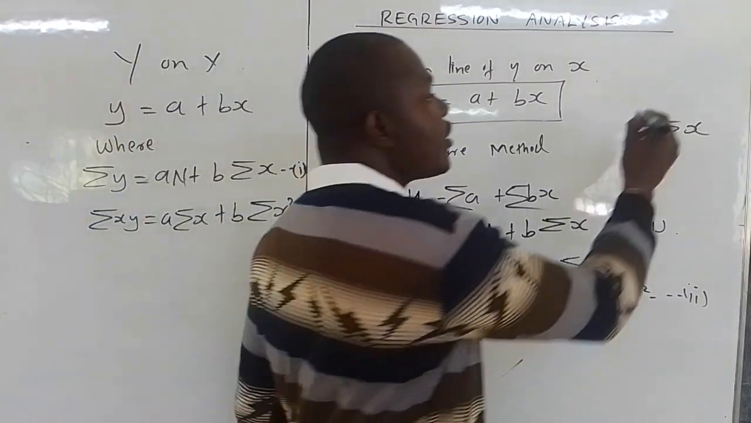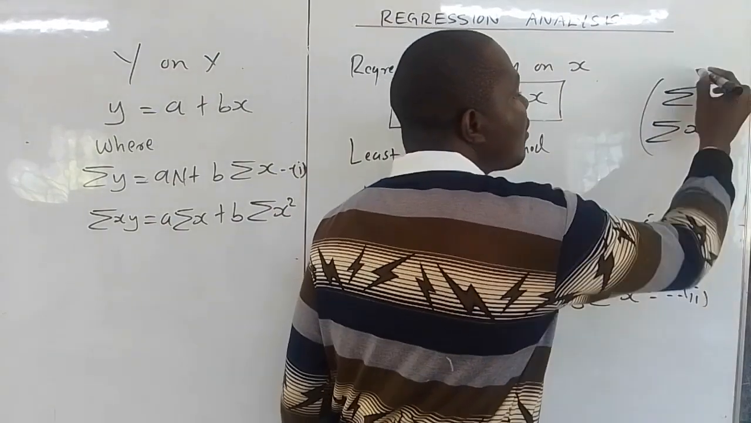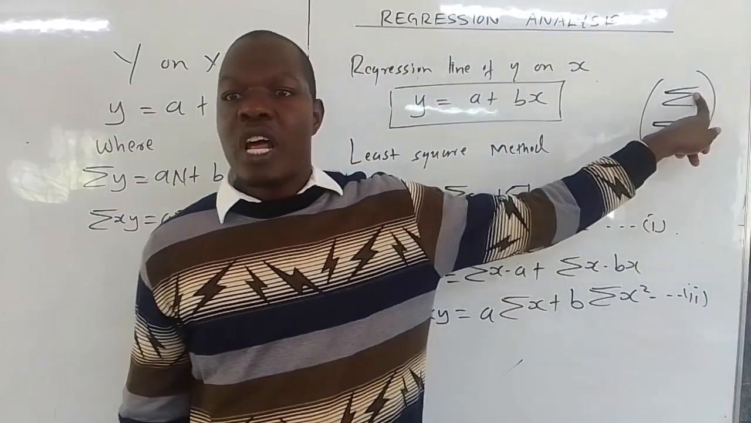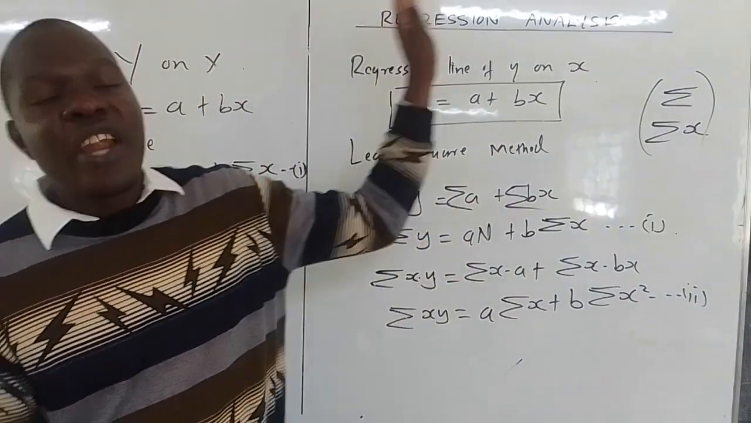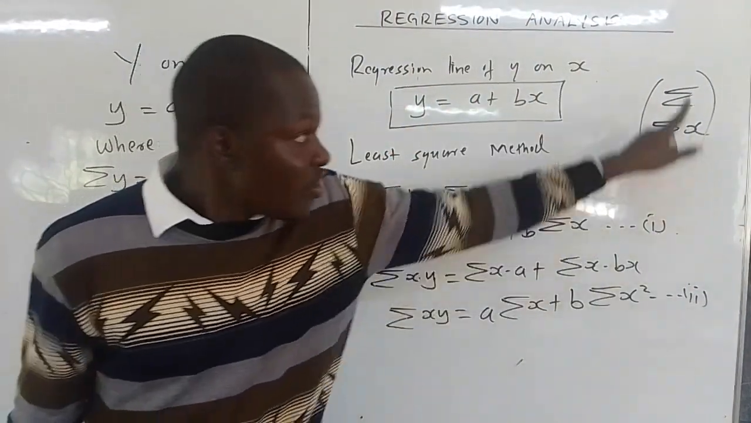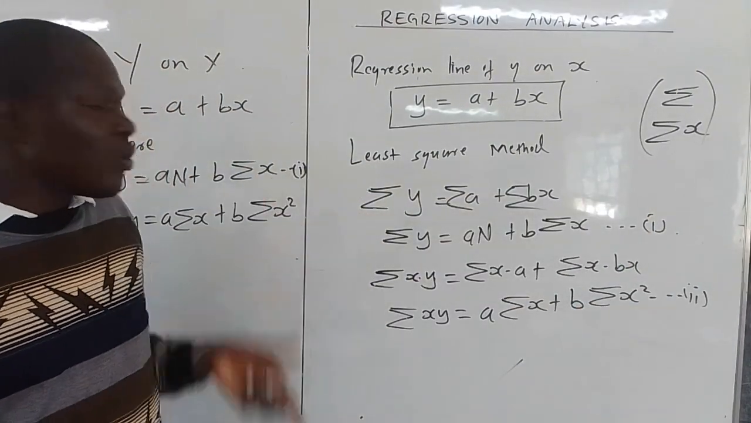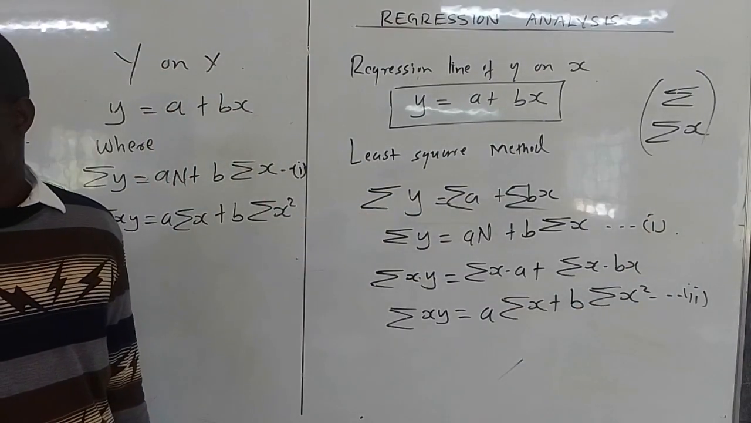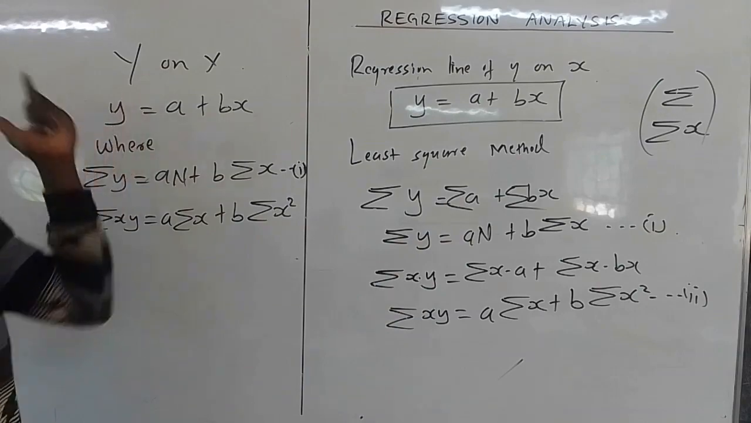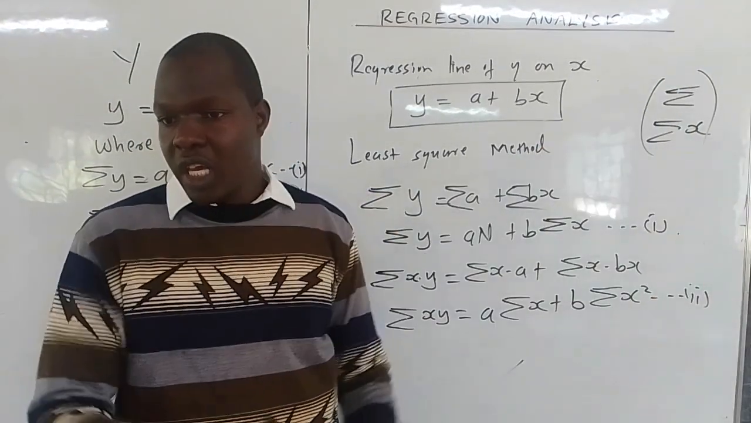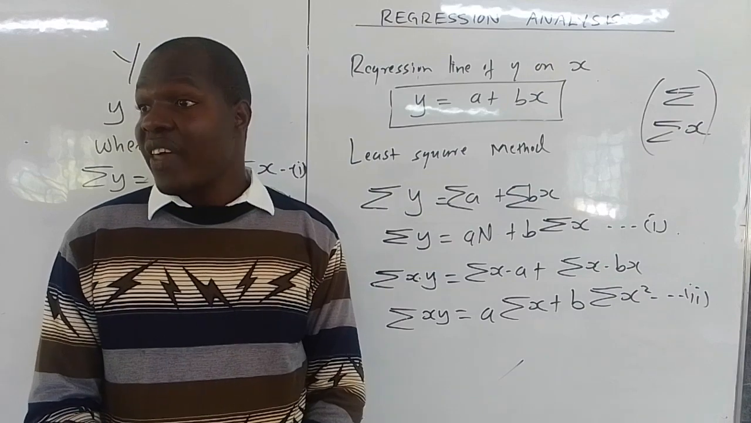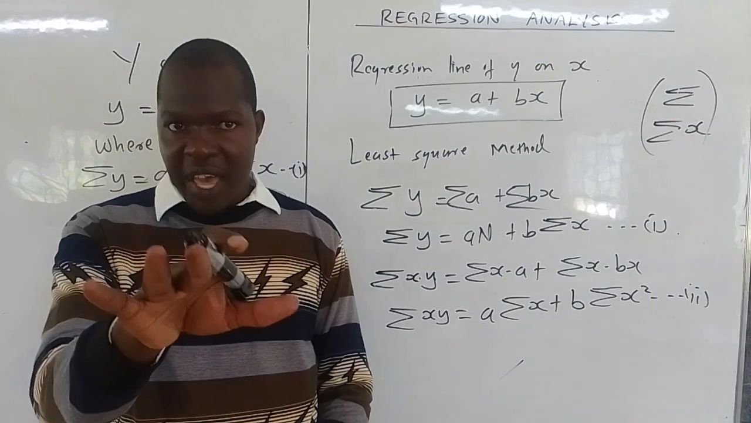So the only two things you use: the first time you multiply by summation alone, the second time you multiply by summation x. Whether it is y on x or x on y, it is the only two you use to get the two equations. Are you seeing that? Whether it is y on x or x on y, as we are going to see, you must use these two only. Okay? Are we together?